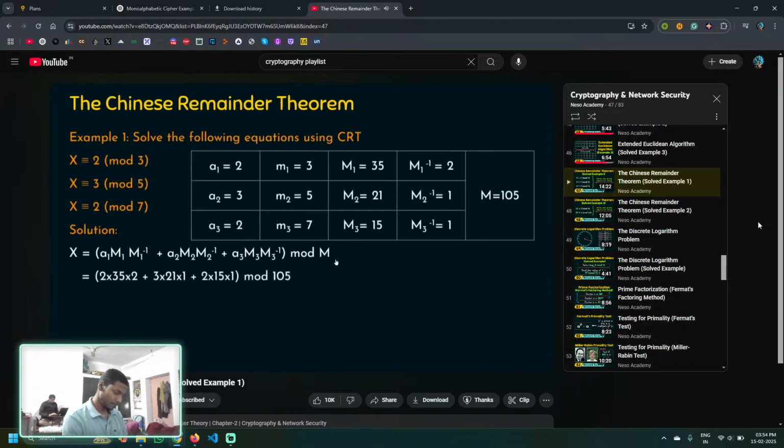Alright, now let's substitute the values here. So we get this expression. Just fill these values from this table. Now when you evaluate this, you get 233 mod 105. Why 105? Because capital M is 105 here. So when you evaluate this, you get 23 as the remainder. So finally, we got the value of x to be 23.